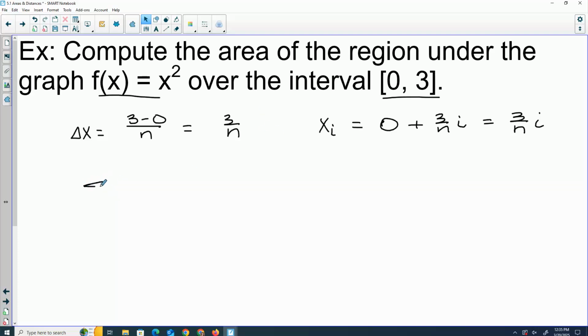So if I'm going to do these areas, we have to add up from 1 to n of the areas, length times width. Okay, my width is 3 over n. To get the height, we have to take whatever x we're on, so 3 over n times i, and plug it into the formula, which was x squared. So (3 over n times i) squared.